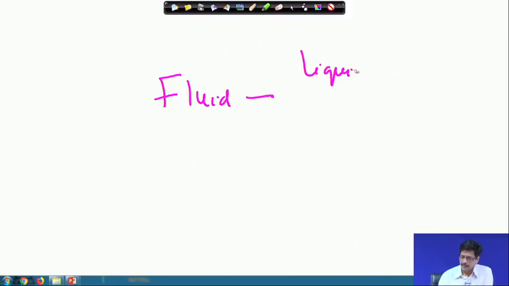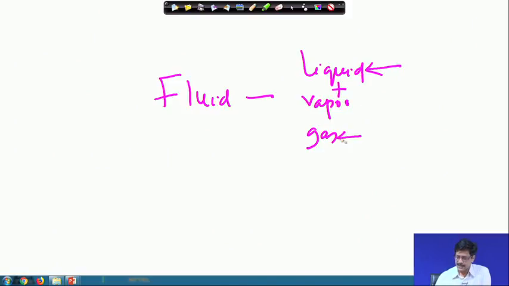So, it could be a liquid, a vapor, gas. It could be any of those, or a combination of them, for which we can use the generalized term fluid. So, it could be a pure liquid or a pure liquid plus its vapor, whichever the condition.